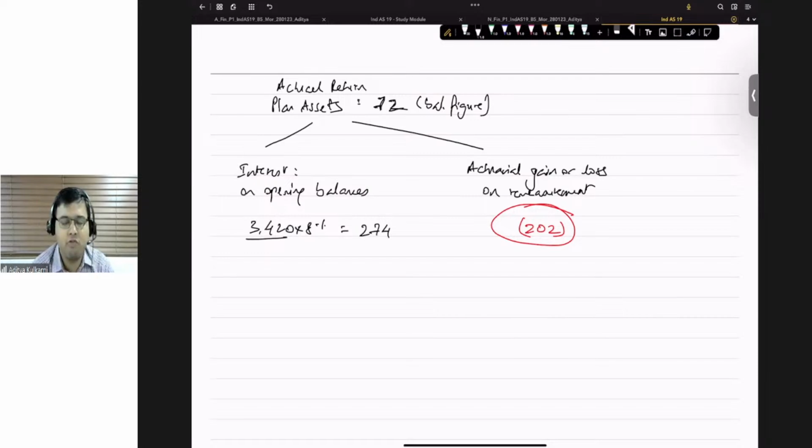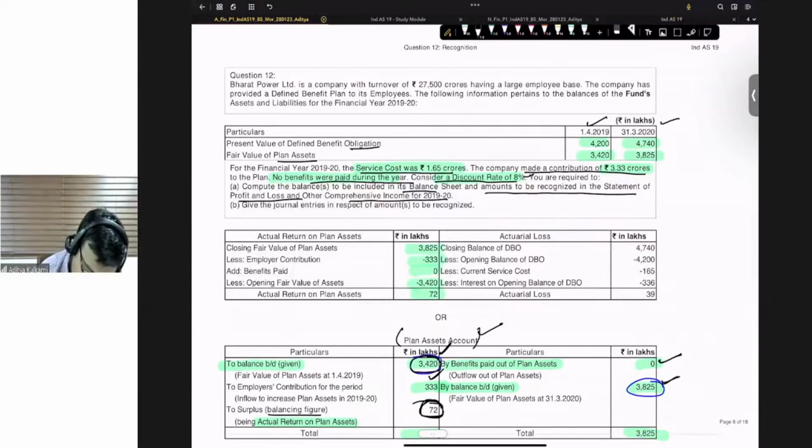3,420 was invested for the entire year. That means at an 8% rate, the interest on this asset you would have earned is 274. Sir, what is this 8%? This 8% is the discount rate.